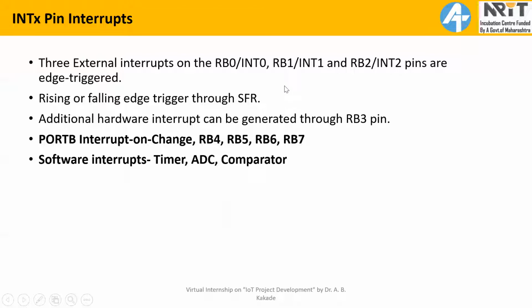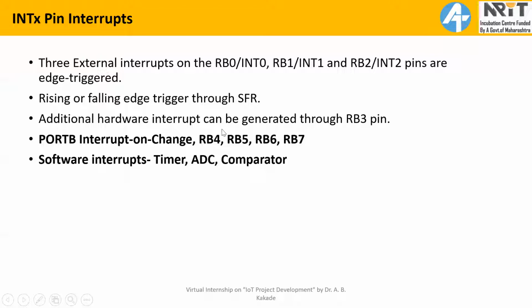By applying either a rising edge or a falling edge, we can trigger interrupts on these pins. All these three interrupts are edge triggered. They are not level triggered. So there must be a rising edge or a falling edge. We can decide whether we want rising edge triggered or falling edge triggered. That is configured through a control register. It is possible to configure either rising or falling edge trigger through an SFR, that is a special function register, in this interrupt module.